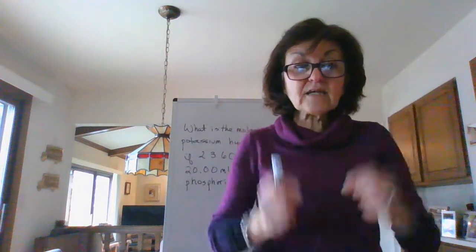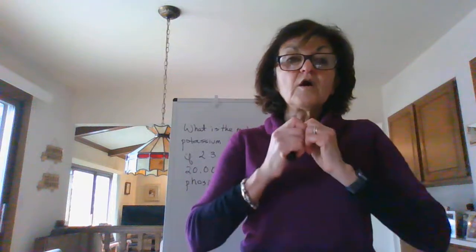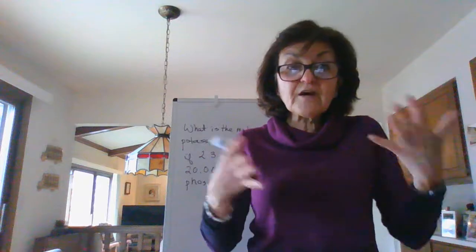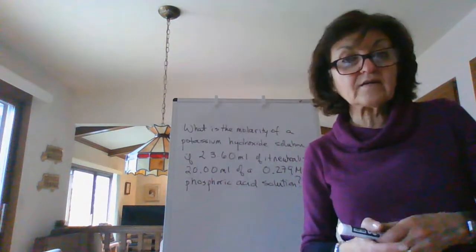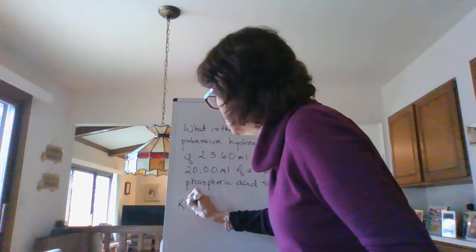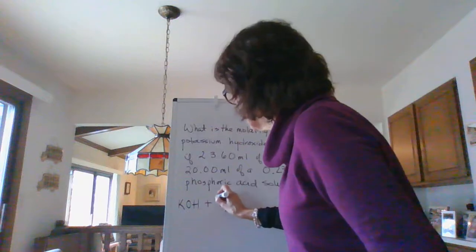First step, anytime you have a titration problem or any stoichiometry problem, write the balanced equation. Now, sometimes I give you the balanced equation, but if I don't, you better first write it down. So write it down. Potassium hydroxide is going to react with phosphoric acid.